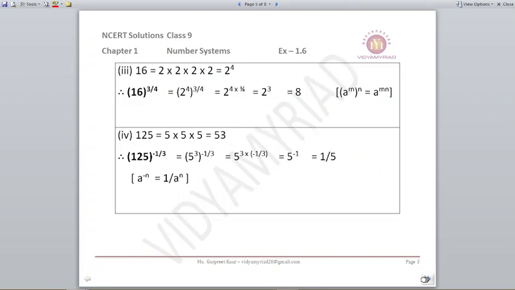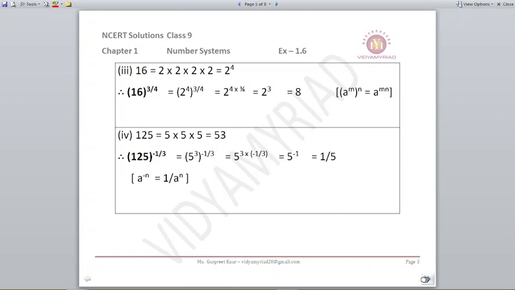Next is 16 raised to power 3 by 4. 16 can be rewritten as 2 into 2 into 2 into 2, that is 2 raised to power 4, or it can also be written as 4 into 4. In our question, I want 3 upon 4. I want it in a power of 4, so that 4 gets cancelled. So I am taking 2 raised to power 4. So 2 raised to power 4 multiplied by 3 by 4, 4 gets cancelled. So it becomes 2 raised to power 3 and that is equal to 8.